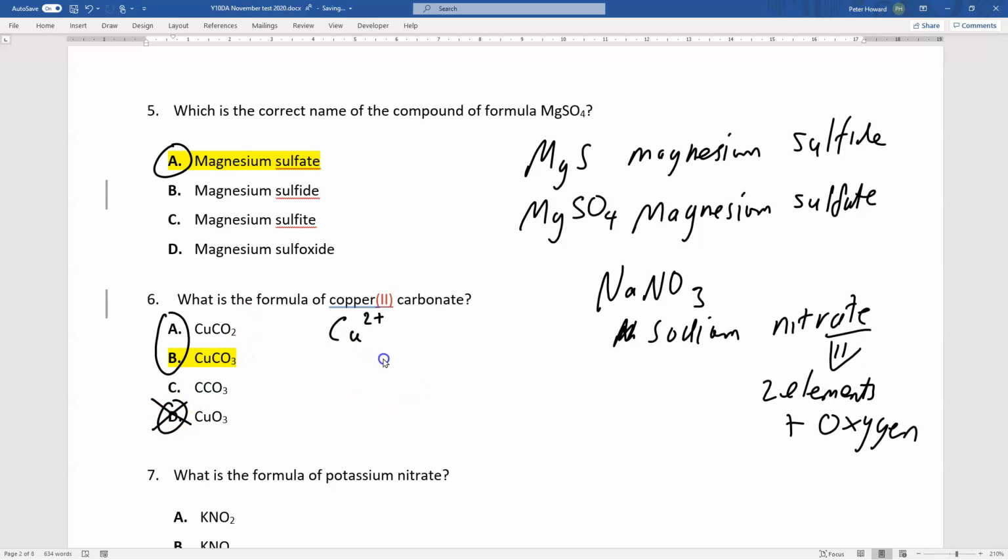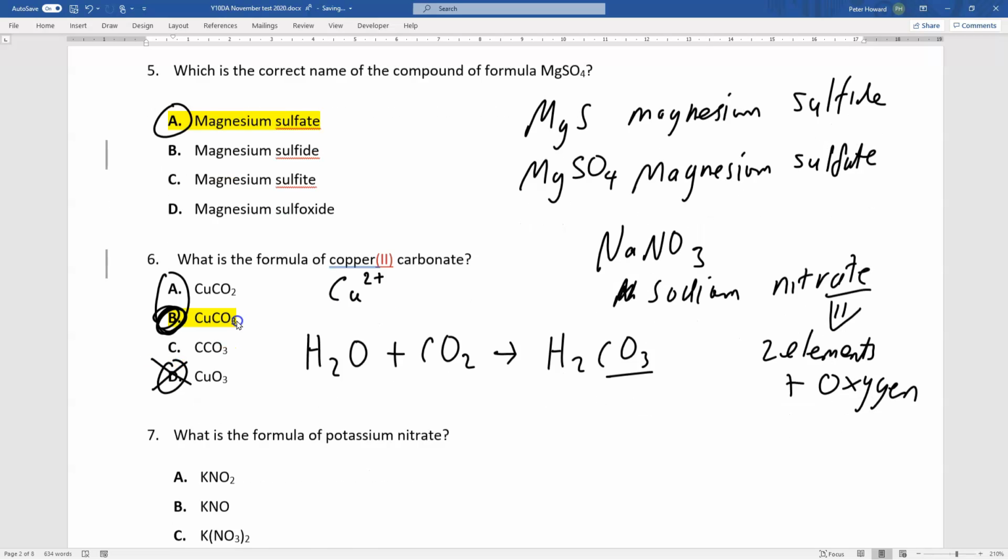Now, there are a variety of ways of trying to remember the formula for carbonate ion. Another one, which I haven't mentioned yet to you, is if you have a water molecule and a carbon dioxide molecule, two formulae you know, they can react together to form H2CO3. This is why rainwater is naturally slightly acidic. And there we have the formula of a carbonate ion. So from this we can deduce the answer is B.